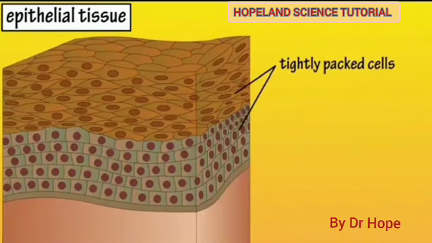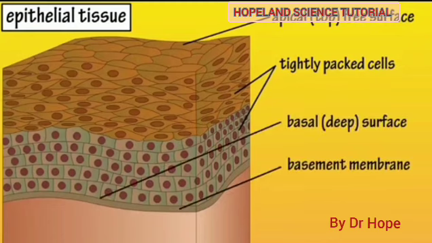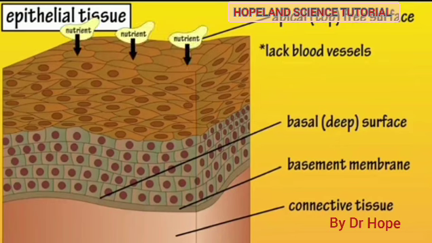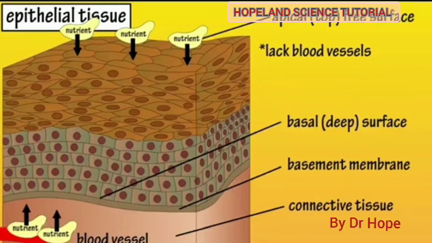It is comprised of tightly packed cells with very little extracellular space. They also have an apical or free surface that is exposed to an internal body space or the external environment, and a basal or deep surface that is attached to a thin basement membrane which is connected to connective tissue, as you can see here. They also lack blood vessels, which is called avascular, so they get nutrients from their apical free surface or by diffusion across their basal surface from the underlying connective tissue.